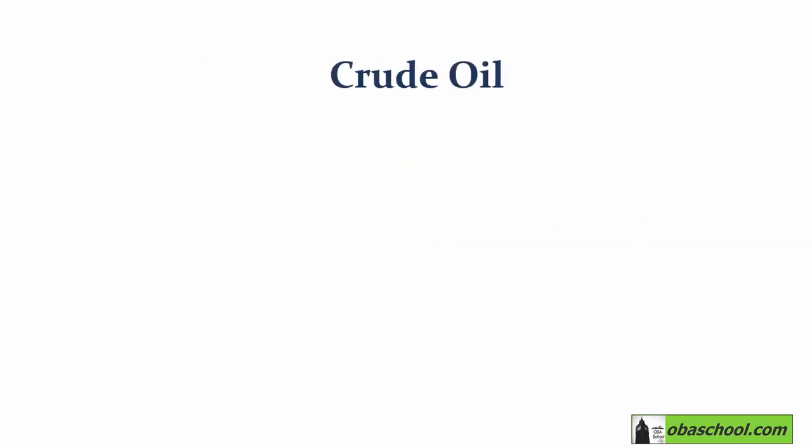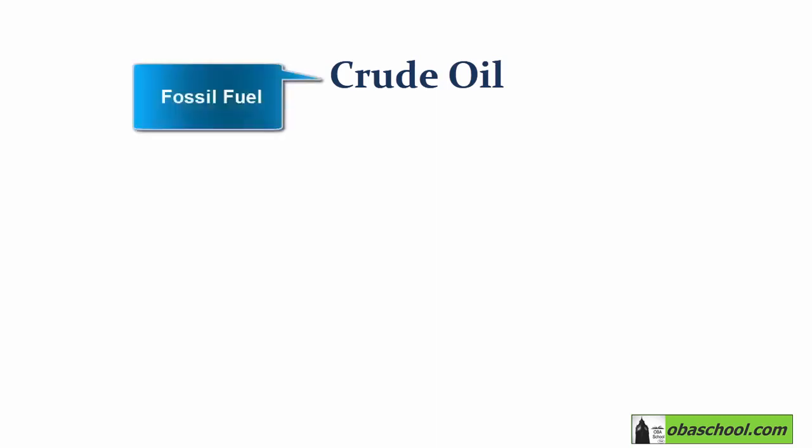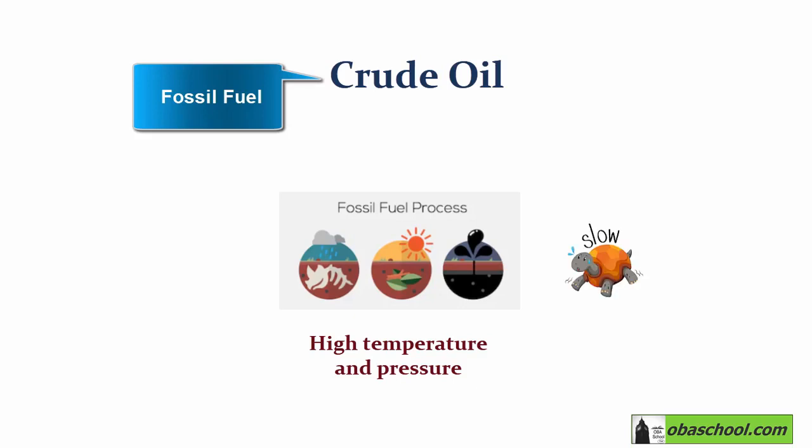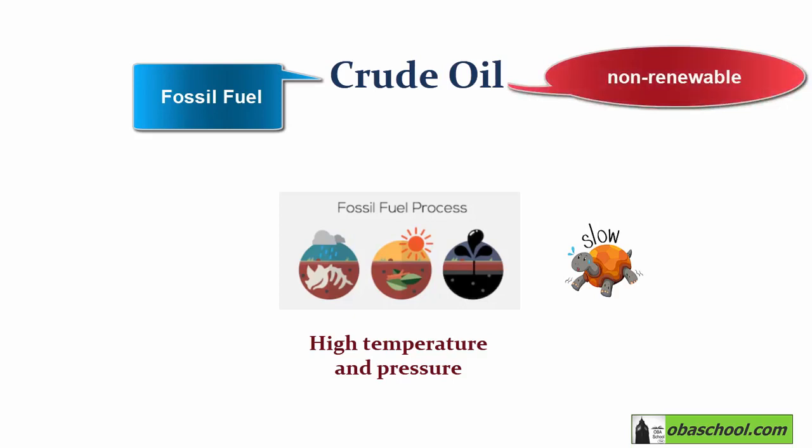Crude oil is at present the world's main source of organic chemicals. It is called a fossil fuel because it was formed millions of years ago by the breakdown of plant and animal remains at the high pressure and temperature deep below the Earth's surface. So the breakdown of plant and animal remains at high pressures and temperatures will form fossil fuel, which is crude oil. However, its formation is very slow, and thus crude oil is considered to be non-renewable.